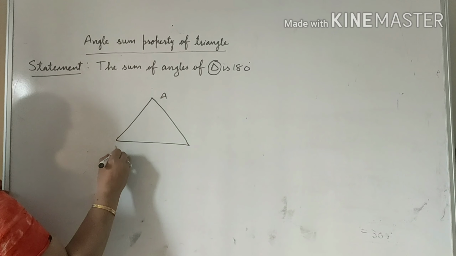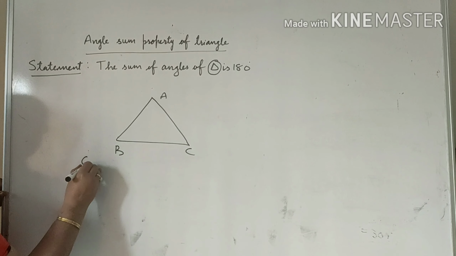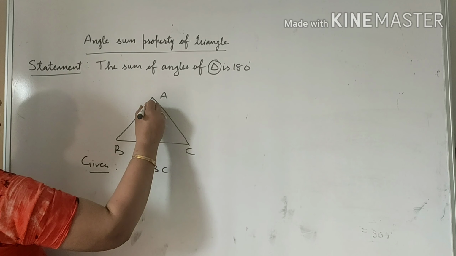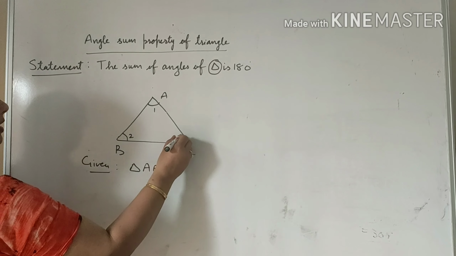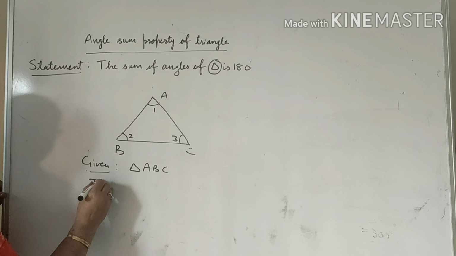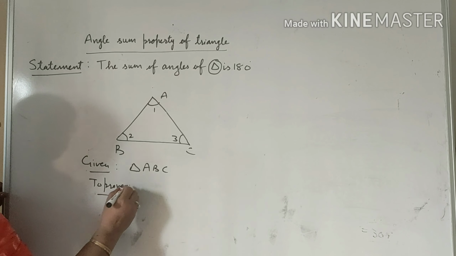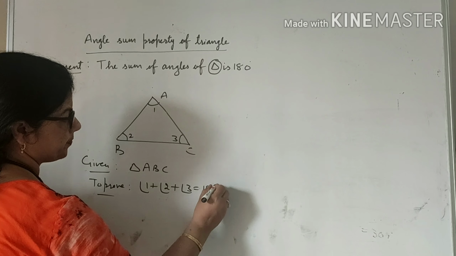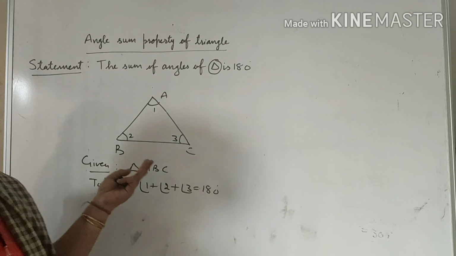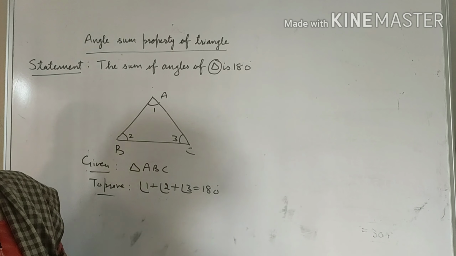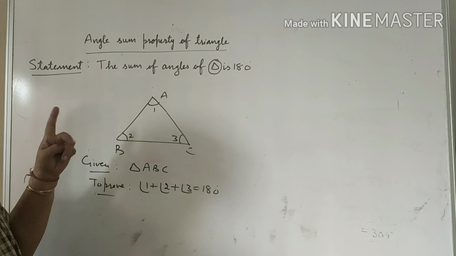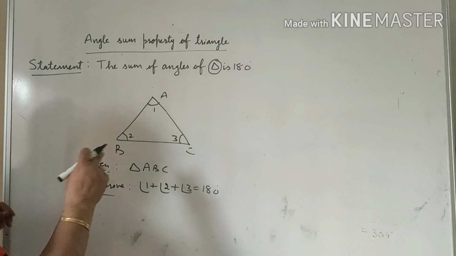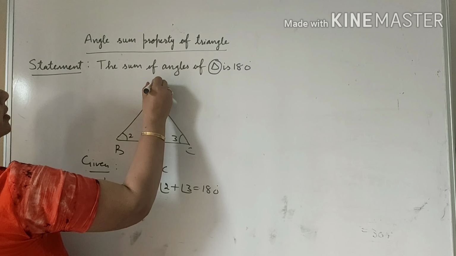Let us take the triangle ABC. This is given to us. Given is triangle ABC. We want to show the sum of interior angles is 180 degrees. We want to prove here angle 1 plus angle 2 plus angle 3 is 180 degrees. Now nothing else we have, only the triangle. And how will we show 180 degrees? So we will take that concept where we can use 180 degrees, and that is the linear pair axiom or sum of angles on a line.